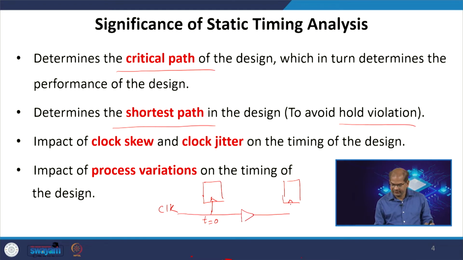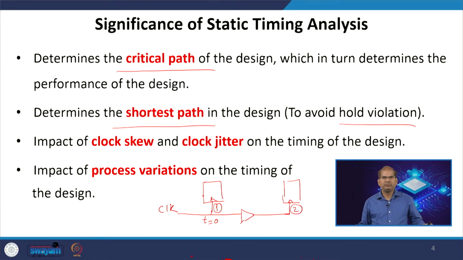Why are the buffers needed? The buffers are needed to improve the transition time of the clock signal, so the clock will rise sharply at the rise time. What is happening is that this buffer will add skew between the arrival time of the clock at node 1 and node 2. That results in clock skew.